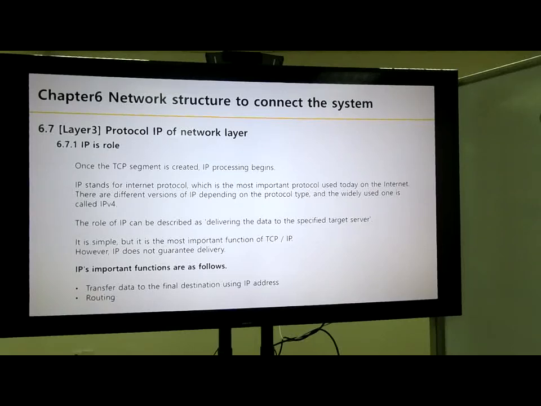So once the TCP segment is created, IP processing begins. IP stands for Internet Protocol, which is the most important protocol used today on the Internet. There are different versions of IP depending on the protocol type, and the widely used one is called IPv4.